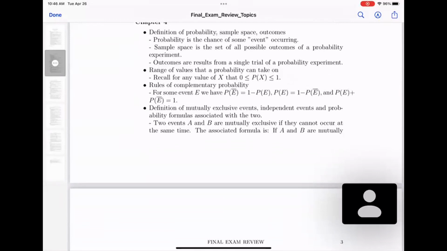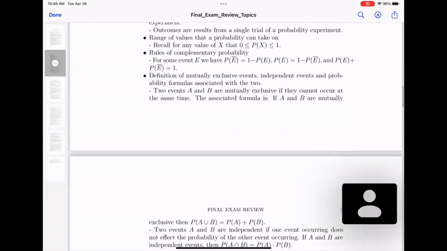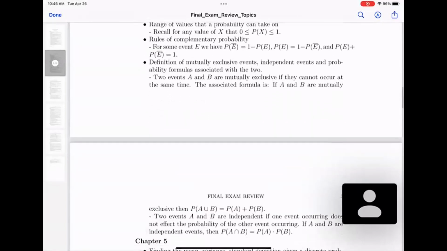So this next thing actually was hidden on your exam 3 somewhere. The range of values a probability can take on: for any data value x, the probability of x is between 0 and 1. So I asked, what is the range for a p-value? And a p-value is a probability, so it's between 0 and 1. It includes 0 and 1.